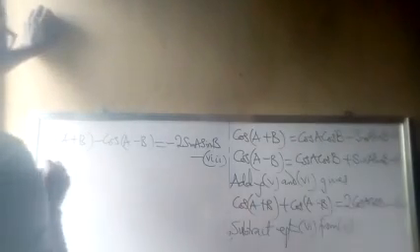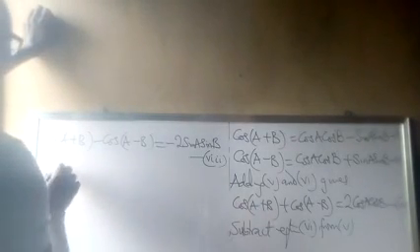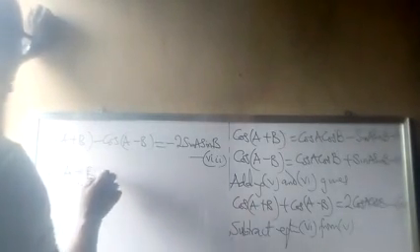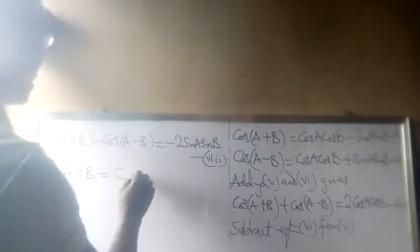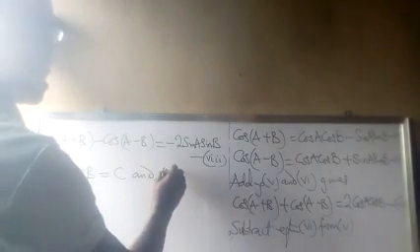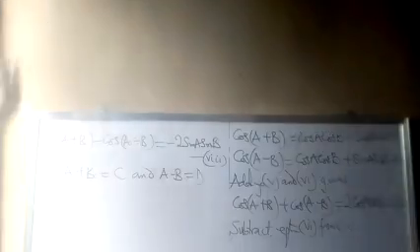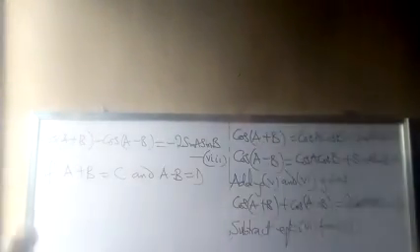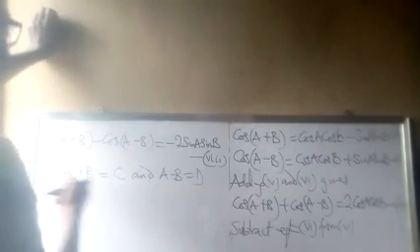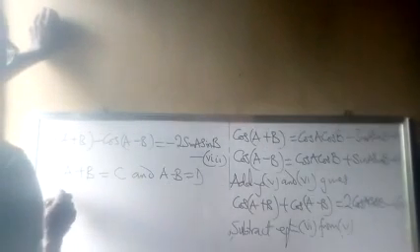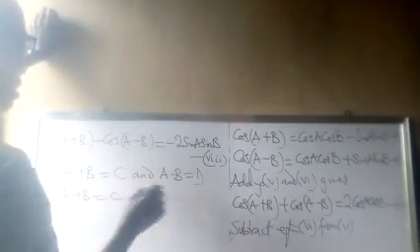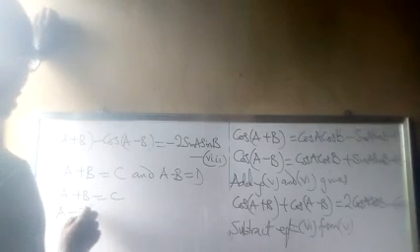Now, suppose A plus B is equal to C and A minus B is equal to D. From here, we are going to find the values of A and B. That is, A plus B equals C, A minus B equals D.